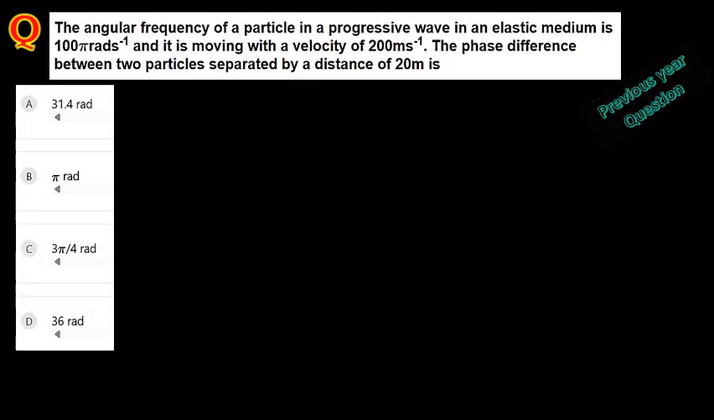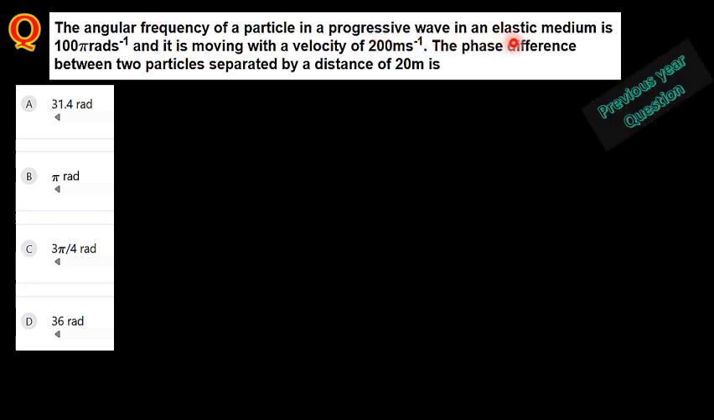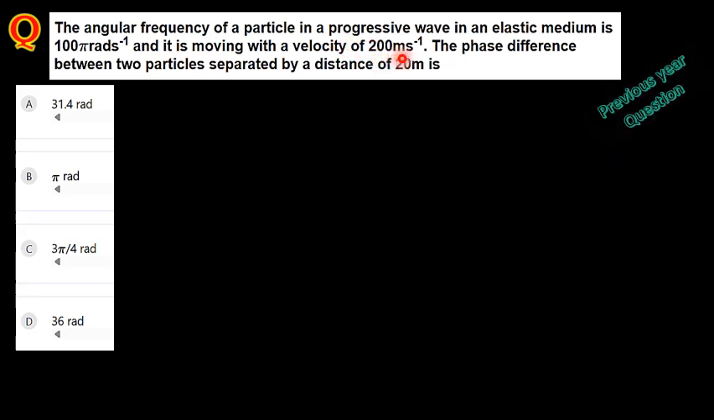Next problem, this one is an old question paper problem. The angular frequency of a particle in a progressive wave. This one is about a progressive wave in an elastic medium. The omega value they have given is 100 pi. It's moving with a velocity of 200 meters per second.